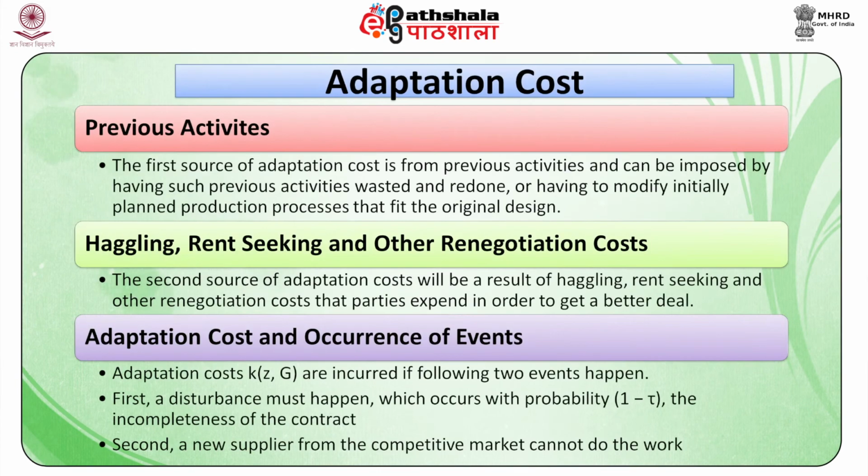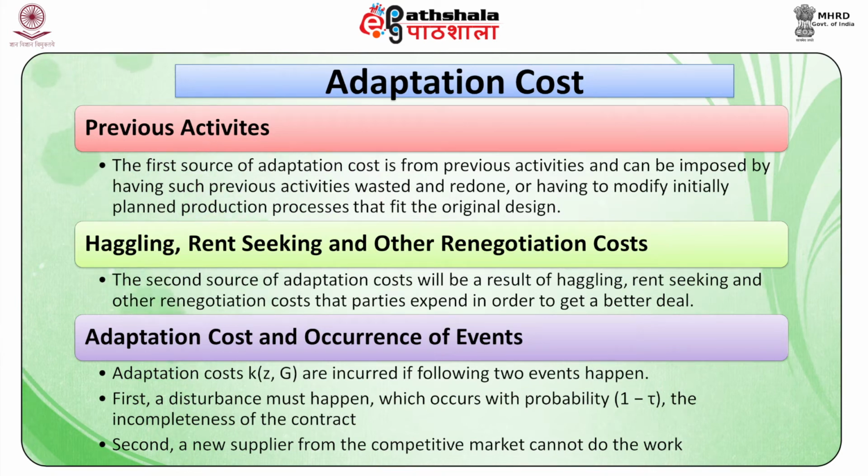The previous activities. The first source of adaptation cost is from previous activities and can be imposed by having such previous activities wasted and redone, or having to modify initially planned production processes that fit the original design. These adaptation costs stem from contractual incompleteness. Further, these adaptation costs could have been spared if a complete contract and accurate designs were in place.